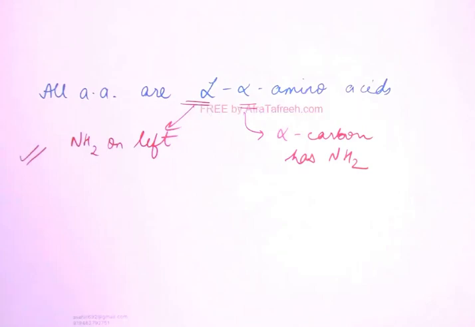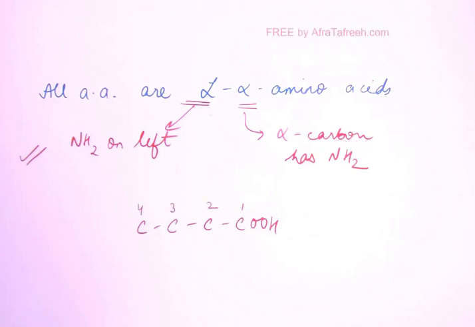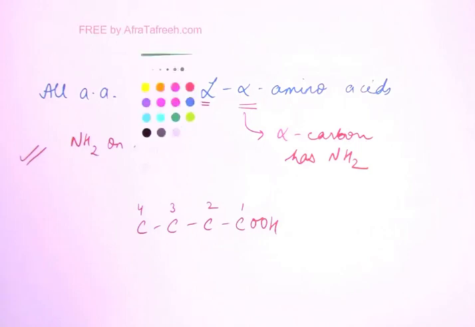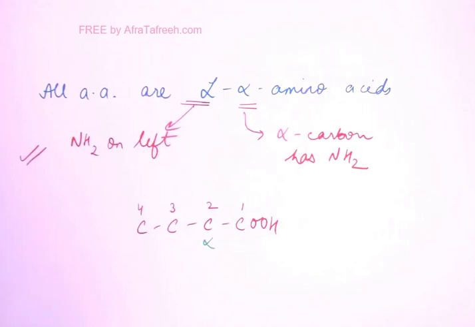Now what do you mean by alpha carbon? In case of fatty acid, which is alpha carbon, I'm not talking of alpha beta anomerism here. Alpha beta anomerism we have done in carbohydrates. I'm not talking of that. In case of fatty acid, tell me which is alpha carbon. Let's say this is carboxy group. So you know carboxy group carbon is number 1, next is 2, next is 3 and next is 4. So which is alpha here? C2 is always alpha, C3 is always beta and C4 is always gamma, right? So this is alpha carbon.